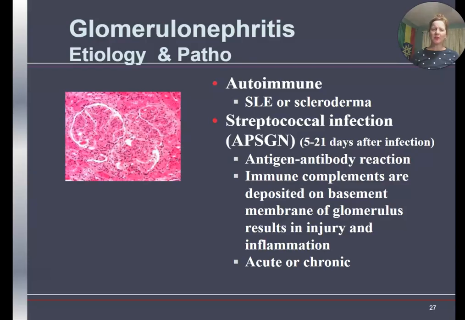It's very similar to maybe something you guys have seen called Goodpasture's syndrome. And then also remember lupus. Lupus is an autoimmune disease. So it comes in many different ways. The immune complexes are deposited on the basement membrane of the glomerulus and result in that injury and inflammation. And it can actually be chronic or acute.